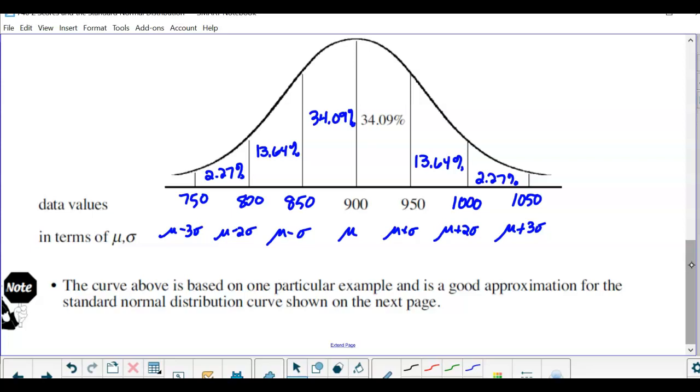Note the curve is based on one particular example, the light bulbs, and is a good approximation for the standard normal distribution curve shown on the next page. If you take a look at the next page, that shows you basically the exact standard normal distribution.